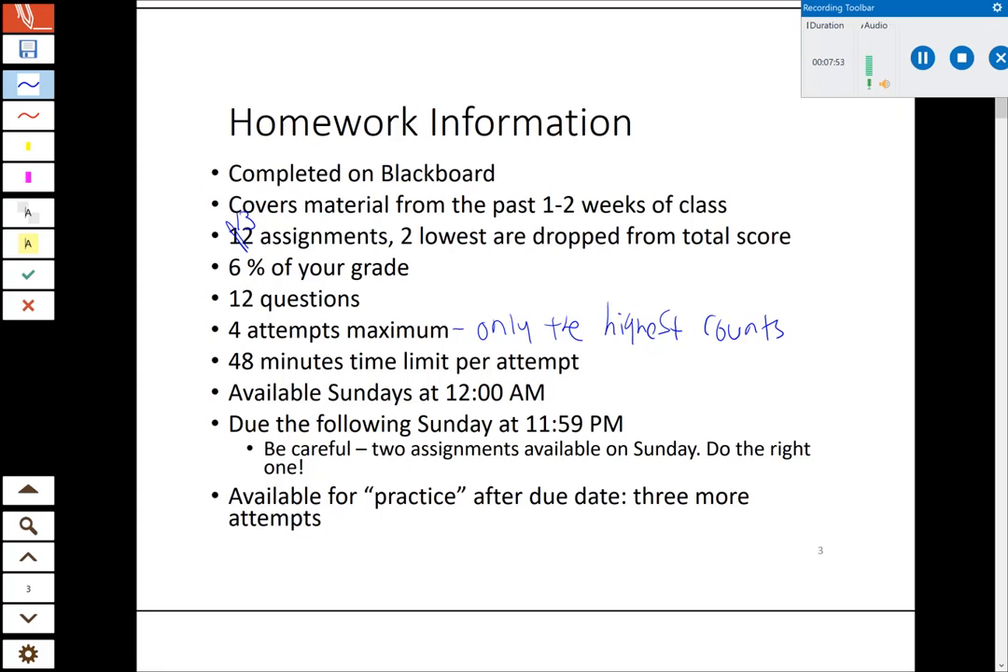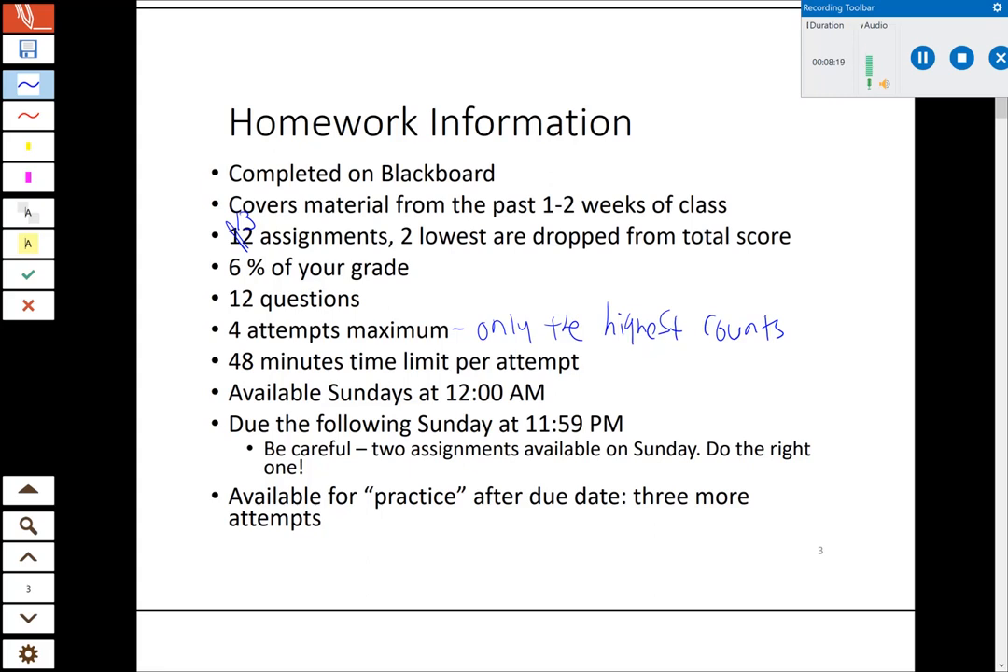And then each attempt, I believe, is 48 minutes. I don't think they've changed that, but it's similar. 4 minutes per question, so not too different than what you'll have on the exams. Here's the part to keep in mind about the window for doing each assignment. Each new assignment will open up Sunday at 12 a.m. and then it will be due the following Sunday at 11:59 p.m. So basically you have an entire week to do each assignment.